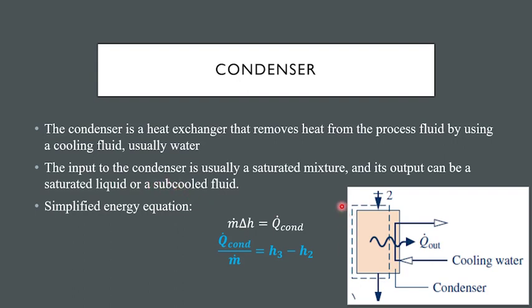If we perform our energy balance in our condenser, we will arrive at this equation wherein the heat removed in the condenser is equal to the mass flow rate of the working fluid times the change in enthalpy of the working fluid, that is H3 minus H2.